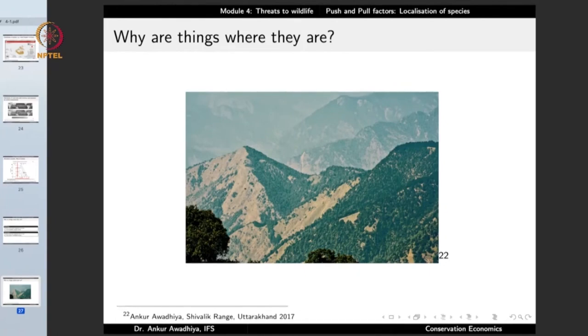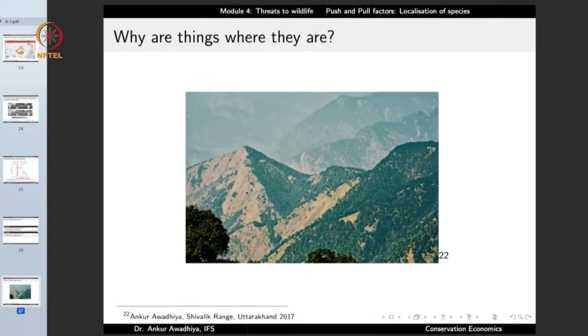So you can observe that these areas are very steep. And in these steep areas, whenever any soil gets formed, with the next rains, it falls down. And so these areas are typically devoid of soil. Now plants require soil to grow. And so if you do not have soil here, then probably you will not find plants here. So the absence of soil is probably acting as a push factor for the plants in this area. Another push factor could be the lack of moisture. Now these areas are the south facing slopes.